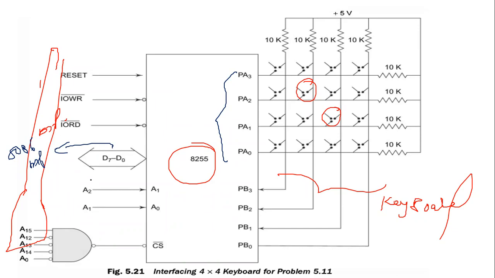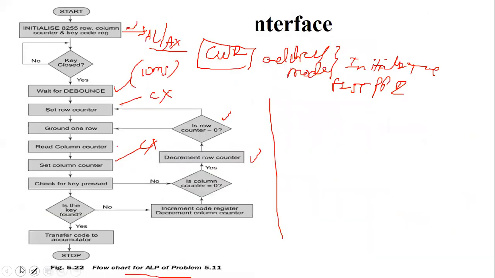Okay, simple. But there is some problem while interfacing this 8255 PPA to this keyboard. What is that problem? Whether you press 2 or 3 keys at a time, the microprocessor, by using this 8255, is unable to understand which key we are pressing. This is the keyboard problem.